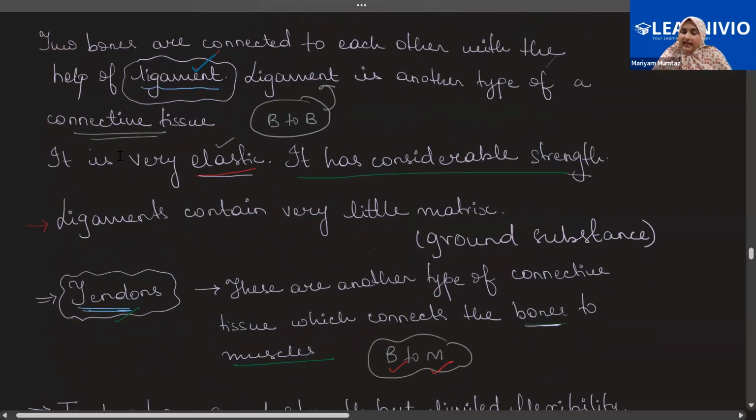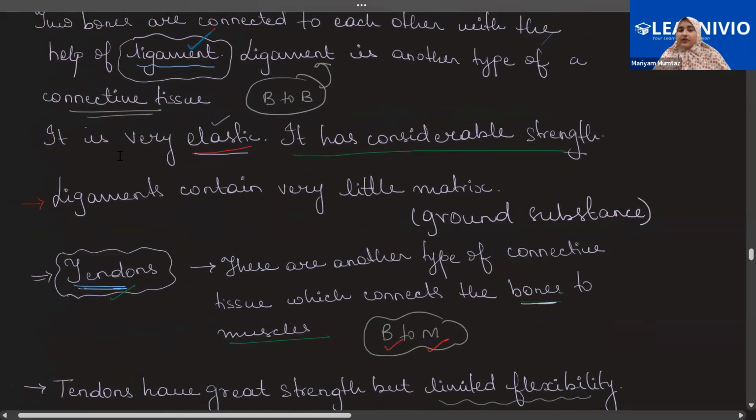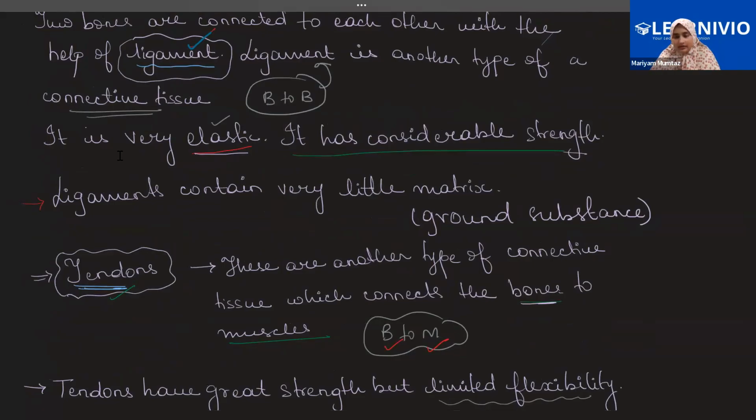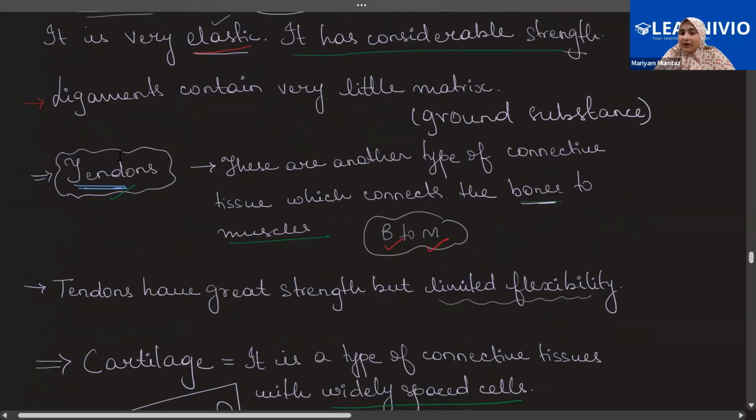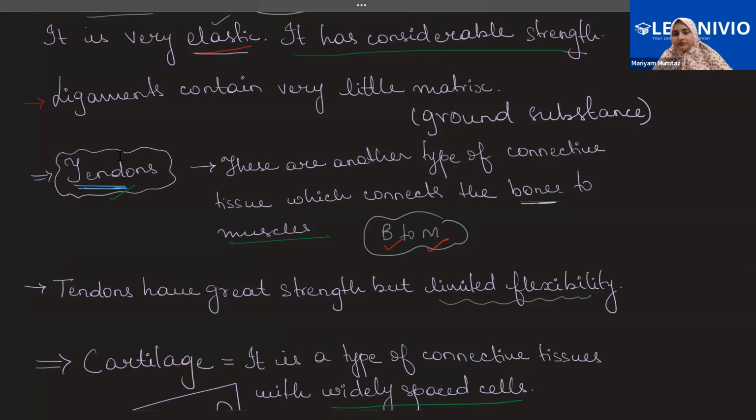It is very elastic and it has considerable strength, because imagine there is a tissue that is joining two bones together so firmly, right? So it has to have that strength so that it can join them together. Ligaments contain very little matrix, that is, the ground substance is very little. Their main and sole purpose is to attach two bones together.